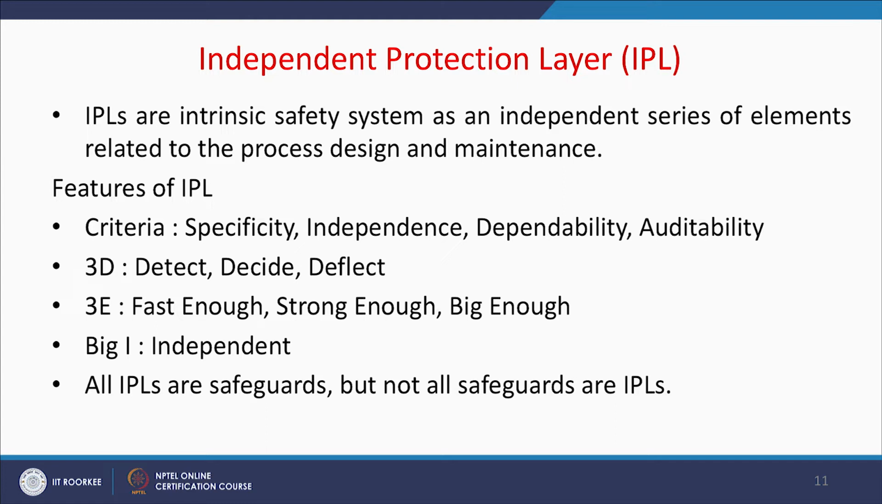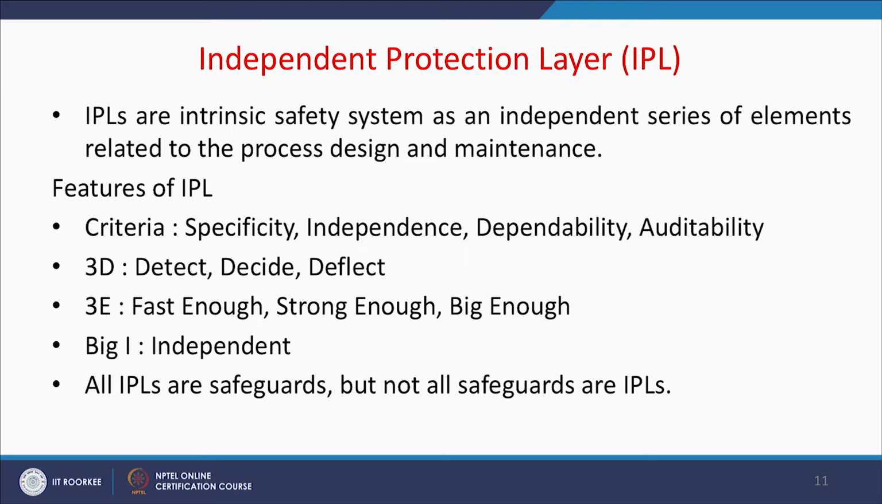Now this independent protection layer, IPL, is an intrinsic safety system as an independent series of elements, related to the process design and maintenance. So let us have a look at the salient features of this independent protection layer. First thing is the criteria. Now this has very specific aspects: independence, dependability and auditability. Now there are three D's which we need to remember: detect, decide and deflect. Similarly, we have three E's, that is fast enough, strong enough and big enough. So enough is there. Then there is one big I, that is independent.